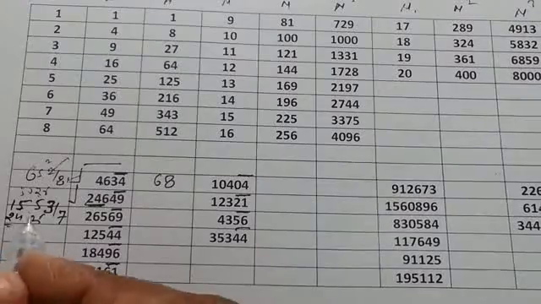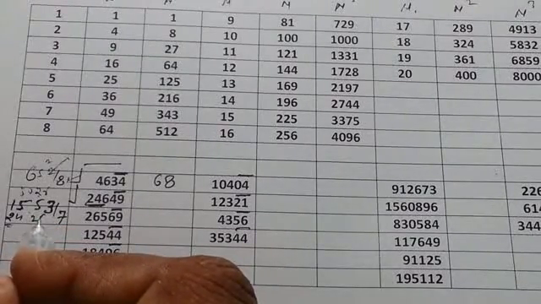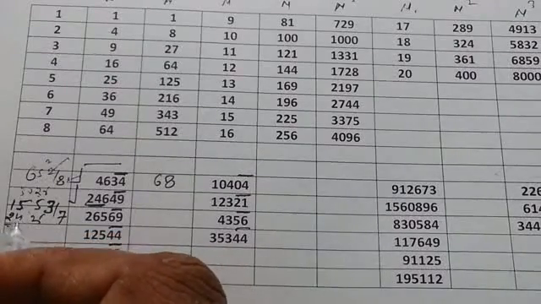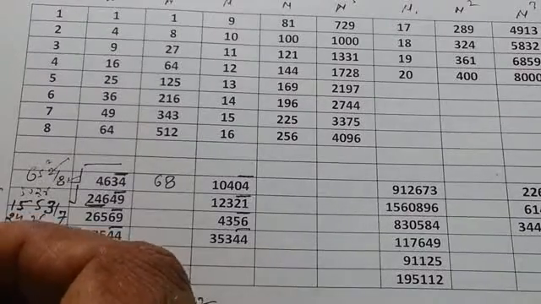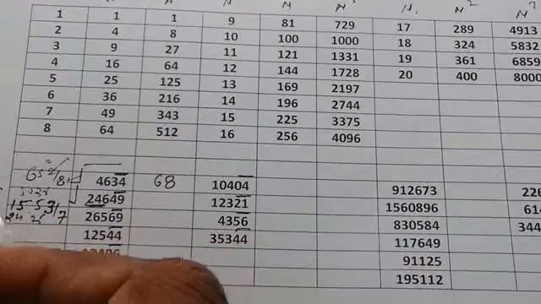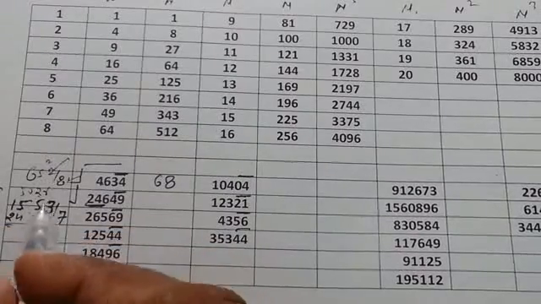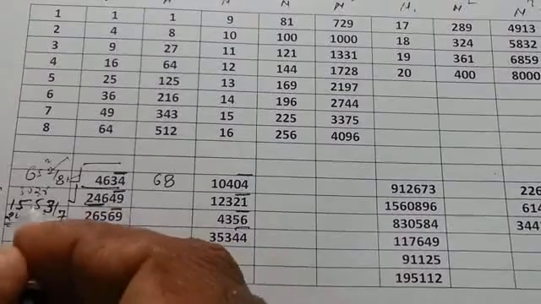So 240 plus 1 is equal to 241, so it becomes 24125. Again, this number is lesser than the given number, right? So the number cannot be 3, it is 7. So our answer is 157.